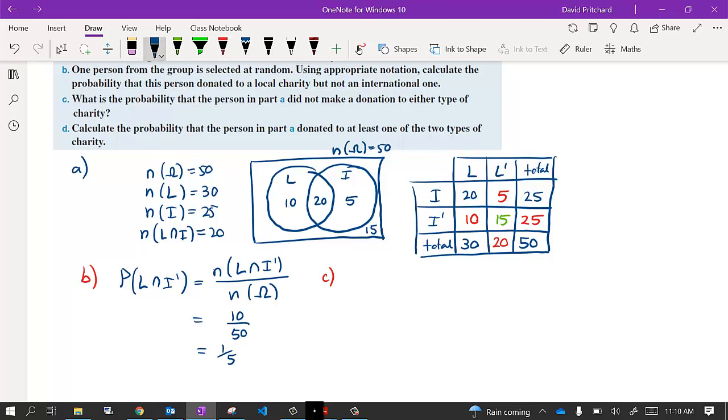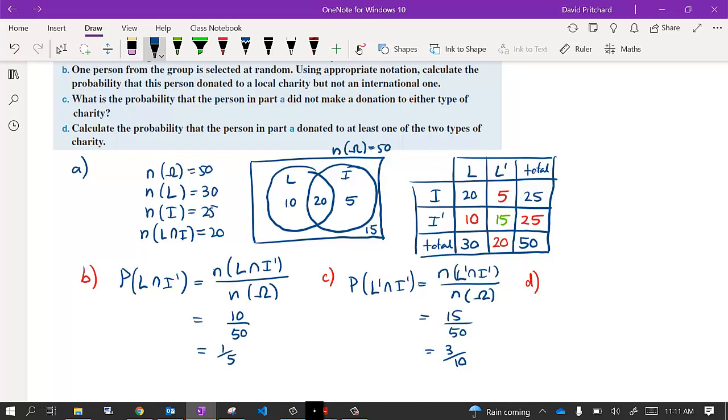What is the probability that the person in part A did not make a donation to either type of charity? So now we're looking at the probability of not local and not international. So that means it's the number of not local and not international over the number of the whole sample space. So that's our 15 over 50. And if we divide both by 5, we end up with 3 out of 10. And finally, part D, calculate the probability that the person in part A donated to at least one of the two types of charities.